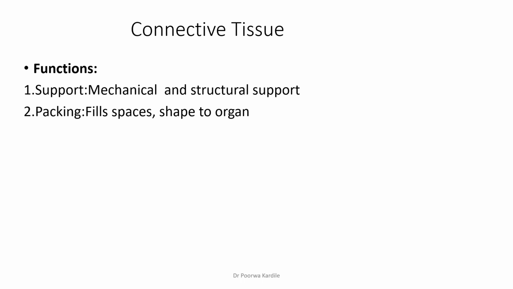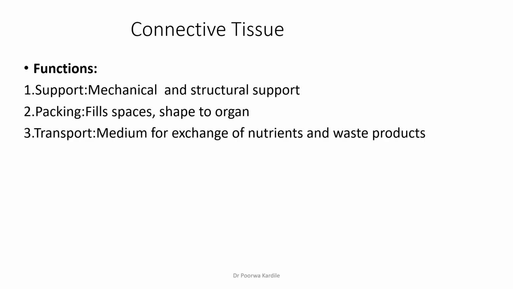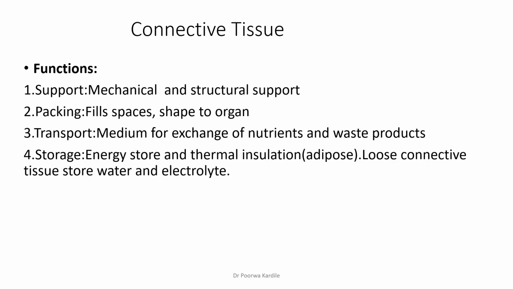Again, through the capsule go the trabeculae and septa. They divide the parenchyma of the organ into lobes and lobules. Then if we take the example of blood, it is also a connective tissue which acts as a medium for exchange of nutrients and waste products. Then the adipose tissue stores fats in it. So it stores energy and there is thermal insulation.